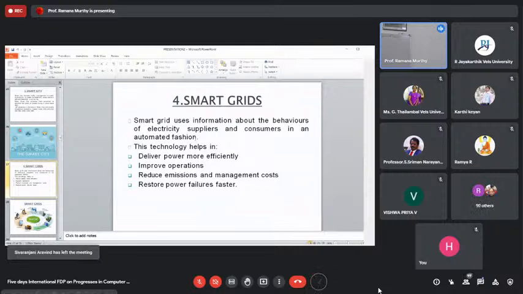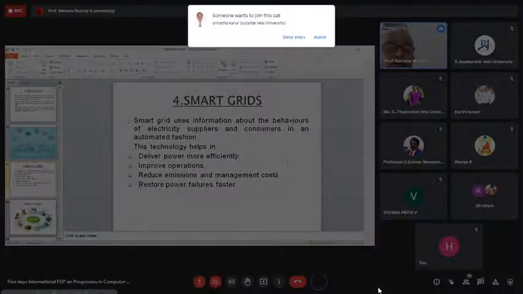Power grids. How are you going to take care of the grid? Power grids, for example. A smart grid uses information about the behaviors of electricity suppliers and consumers in an automated fashion. This technology will help you deliver power in a more efficient way and improve various kinds of operations. It also reduces emissions and management costs, minimizes eddy current loss, and restores power failures faster. Right. Of course, how it's going to help, I will tell in a few minutes, about restoring power failures.